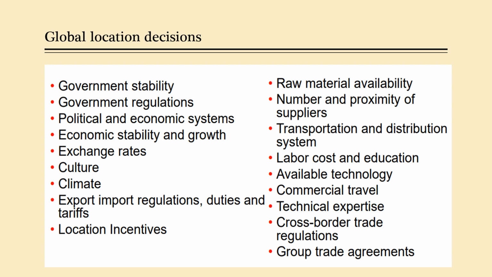Here they have to focus on government stability, government regulations, political and economic systems, economic stability and growth, exchange rates, culture, climate, export and import regulations, duties and tariffs, location incentives, raw material availability, number and proximity of suppliers, transportation and distribution systems, labor cost and education, technology availability, commercial travel, technical expertise, cross-border trade regulations, group trade agreements, etc.